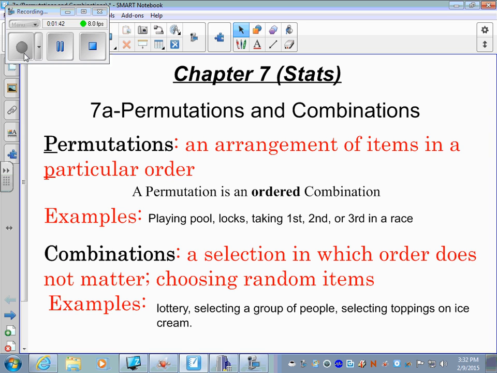One other example of permutation was running a race. It matters the order: first, second, third. It matters the order that you place when you do a race.